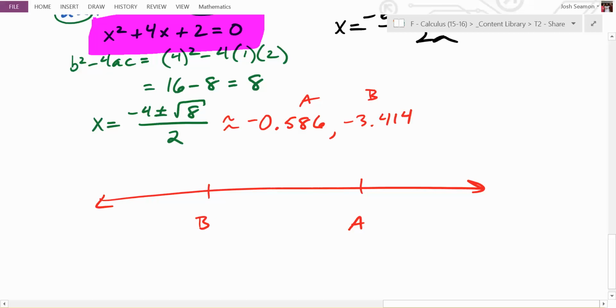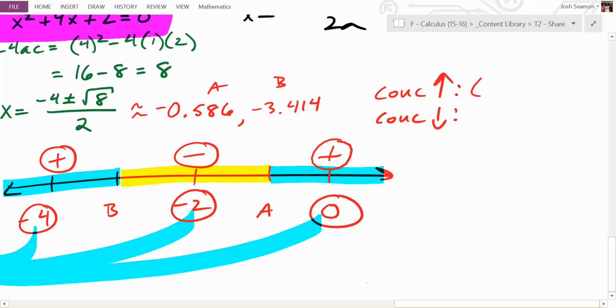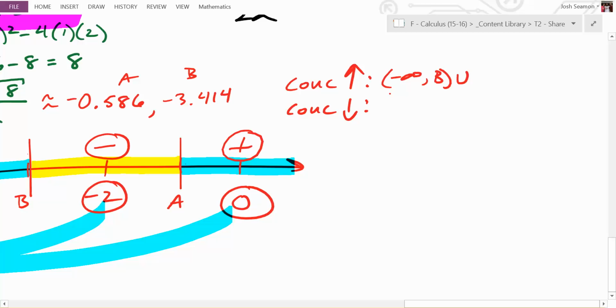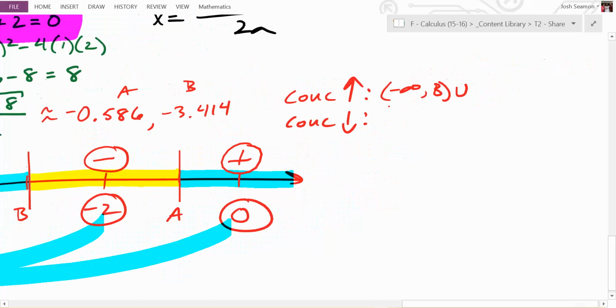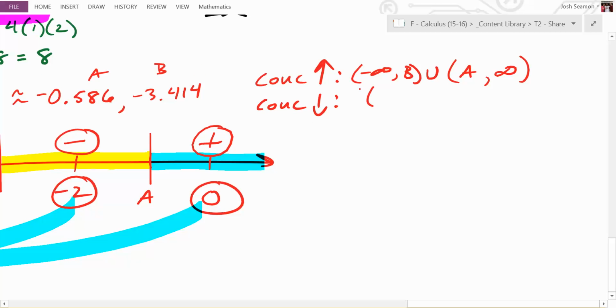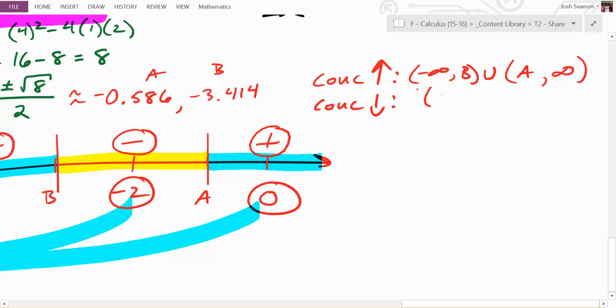So then you have to test some numbers. You have to test some numbers, from where to where? Concave up goes from negative infinity all the way to B, union what? Concave up is from A to positive infinity. Yes, exactly. And then where is it concave down? From B to A. Correct, exactly. That's it.